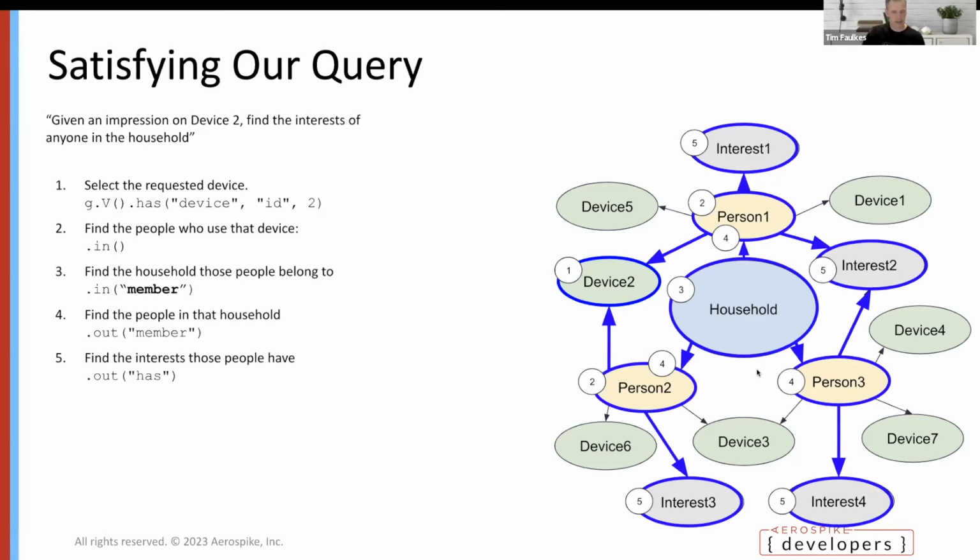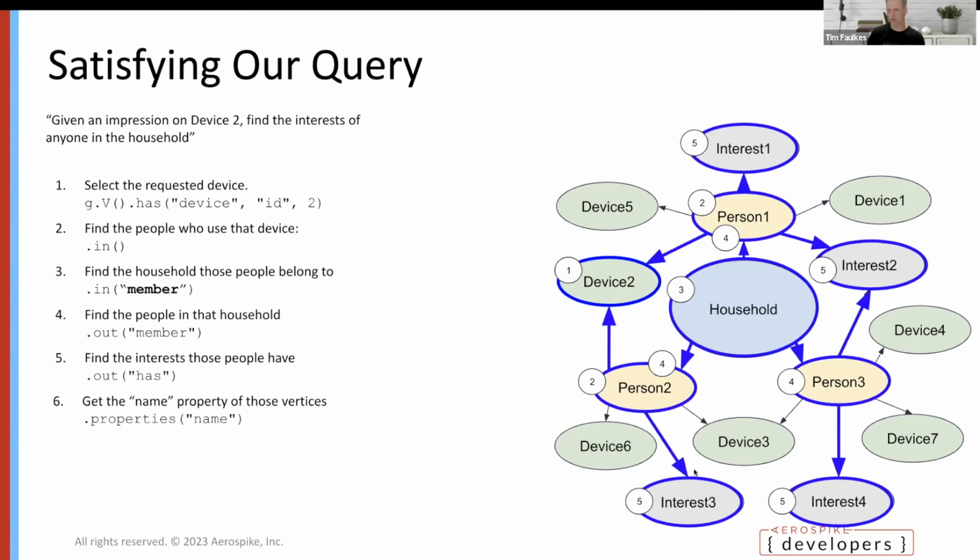From there, I want to get their interests. So each one of these people has multiple outgoing relationships. They've got relationships to devices as well as interests. So in this case, I do have to filter it down. So I'm going to say, I want an outgoing edge, and the relationship is has. So a person has interests. And that gives me all the interests.